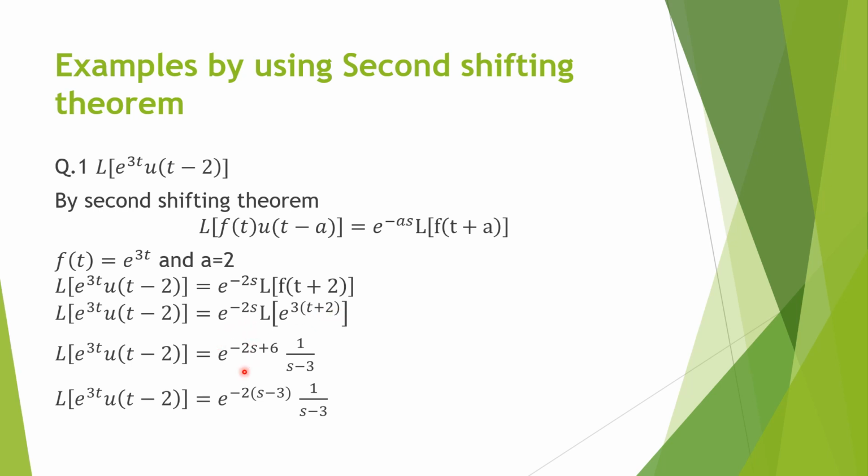Laplace transformation of e raised to power 3t is 1 upon s minus 3, and e raised to power 6 is a constant, so we can take it out. So e raised to power minus 2s plus 6 times 1 upon s minus 3. So your final answer will be this: Laplace transformation of e raised to power 3t times u of t minus 2 is equal to e raised to power minus 2s plus 6 times 1 upon s minus 3.